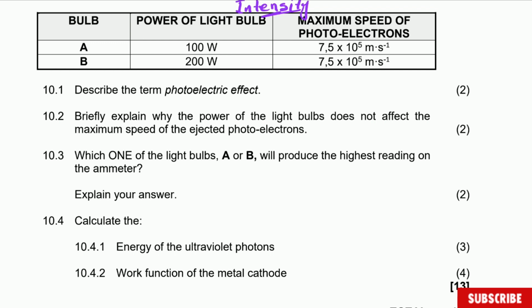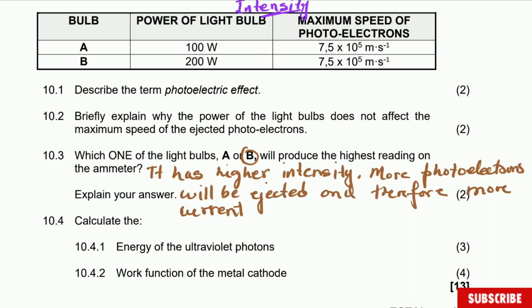Well, now we go into question 10.3. Which of the two light bulbs, A or B, will produce the highest reading on the ammeter? Explain your answer. In this case, the answer is light B, because it has a higher intensity, and therefore more photoelectrons will be ejected, and therefore more current. The ammeter reading will be higher. So the complete answer is B. It has a higher intensity, and therefore more photoelectrons will be ejected, and therefore more current. That is 1 mark for saying B and 1 mark for the rest of the explanation.